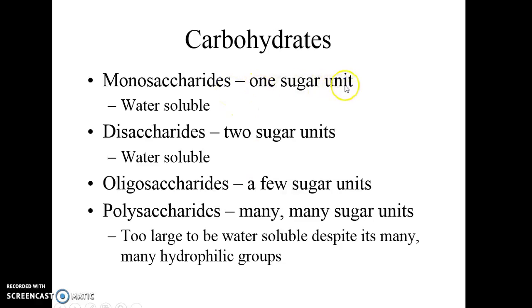Monosaccharides have 1 sugar unit in them. Disaccharides are 2 sugar units attached to each other. Oligosaccharides are a few sugar units attached, and then polysaccharides are bunches and bunches and bunches, long chains of them attached together. All of these are water soluble except for the polysaccharides, and the reason that they're so not water soluble, they're usually water suspendable, is because the molecule is huge, and such a huge molecule is not water soluble.